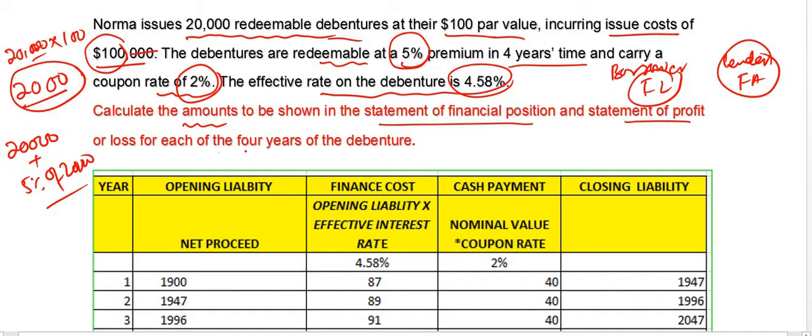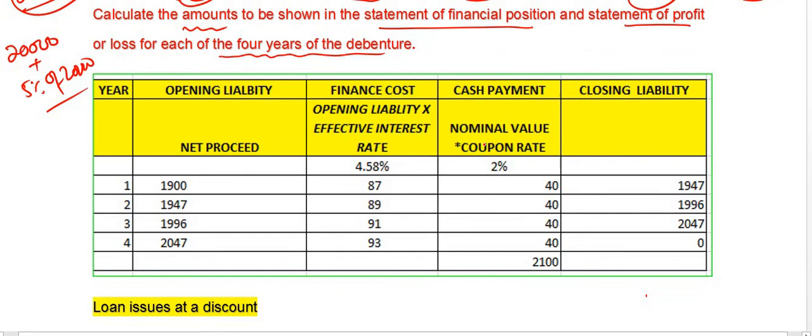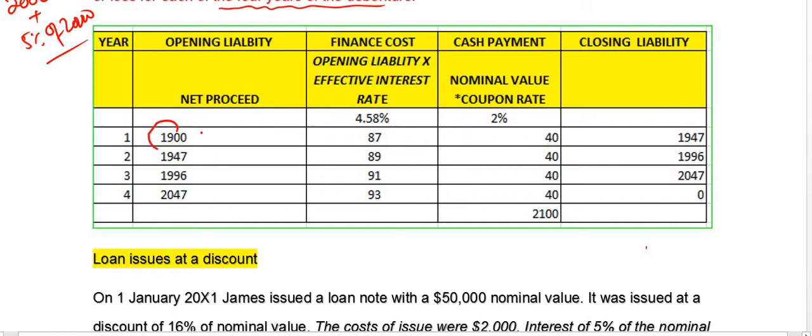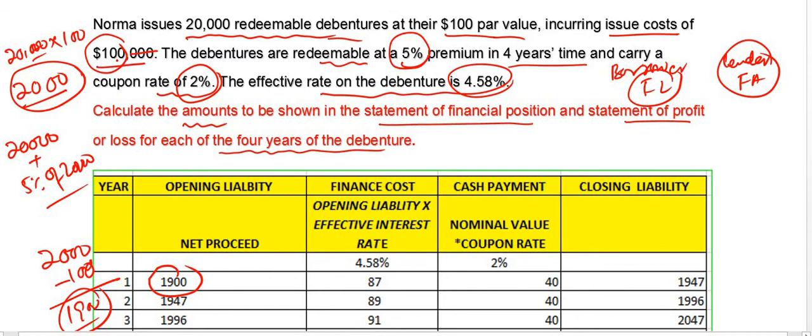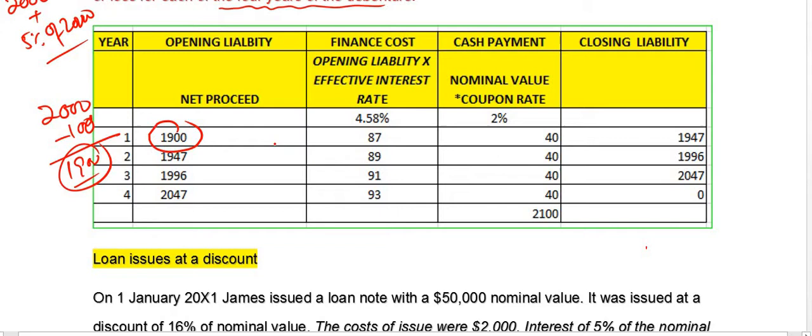I have done this calculation for you, just to save your time. So here you see, this is the net proceeds amount. You know how this net proceeds comes? We have this 20,000 and we deduct 100. This is the transaction cost which you deduct from this, and you will get 1900. The transaction cost is given here, this $100. We just remove the 000 and just consider this 100. You may also write it out, no problem.